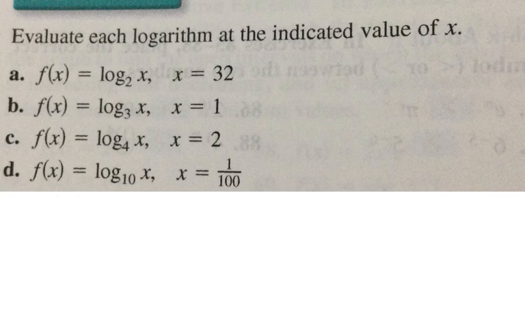Without plugging anything in. The first one says log base 2 of x, given that x is 32. So what is this asking me? It's saying log base 2 of 32. So 2 raised to what power is 32? Well, you get 2, 4, 8, 16, 32, right? So it'd be 2 raised to the 5th power.